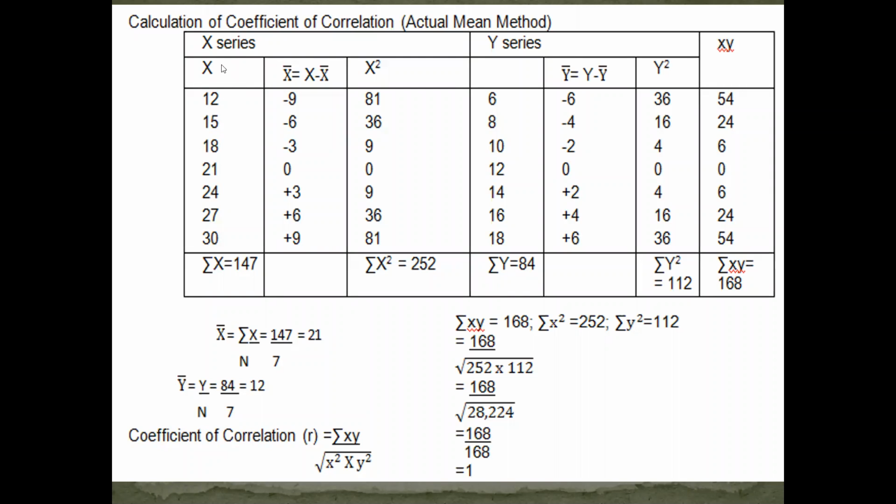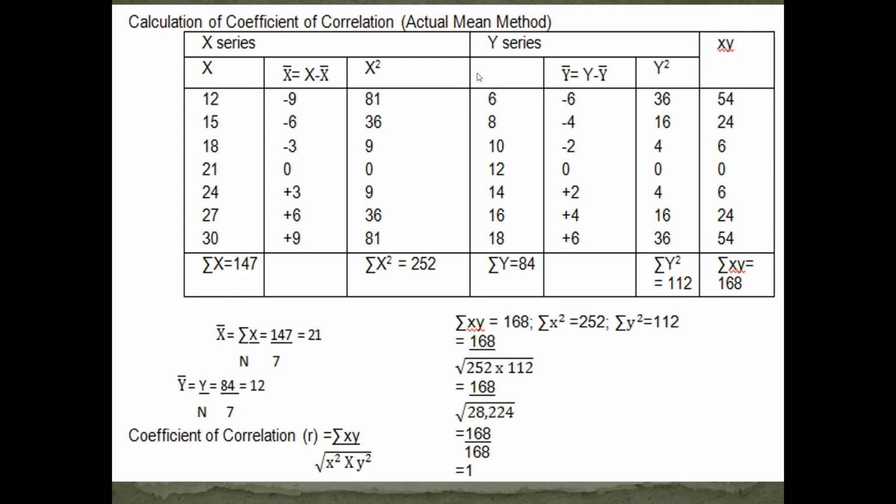So this is our X series: 12, 15, 18, 21, 24, 27, 30. Summation X is 147. All of us know that mean is equal to summation X over N. There are 7 observations, so 147 divided by 7. So the mean of the X series is 21.